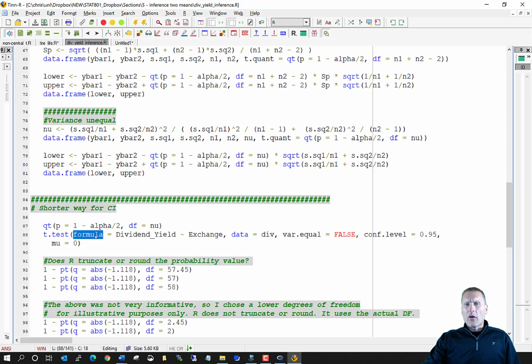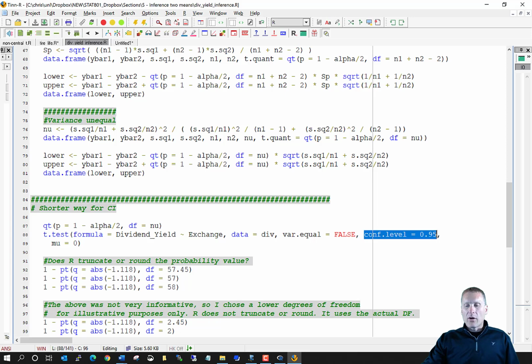We use now an argument called formula. It's equal to, well, what are we interested in? We're interested in the dividend yields, and we're interested in these dividend yields by exchange. We've seen similar syntax like this when we've used the aggregate function. Our data is in a data frame, happens to be called div. And then we need to say, well, are we going to assume that the population variances are equal or not? And if you remember, we don't. So we put a FALSE there.